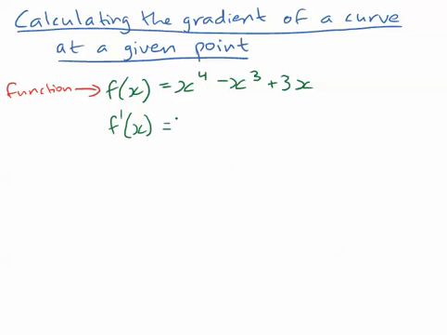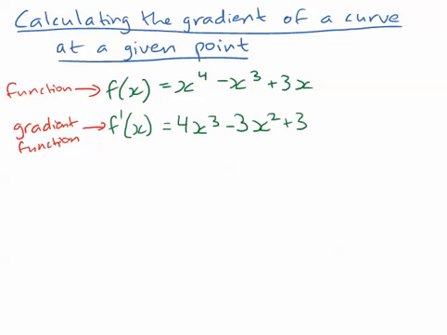Differentiating this is going to give us 4x cubed minus 3x squared plus 3. And this is called our gradient function. So we've got our function and our gradient function. And this gradient function looks quite abstract, but it's actually very useful because we can use it to calculate something specific, which is the gradient of the curve at a given point.